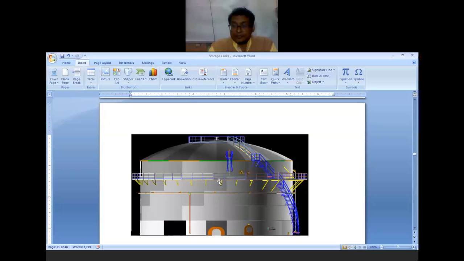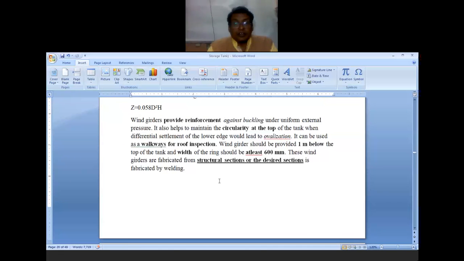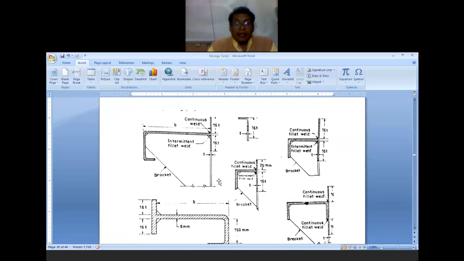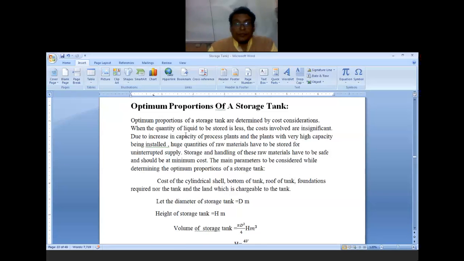Then the width of this ring should be around 600 millimeters. The width is around 600 millimeters of these edges. These wind girders are fabricated from structural sections of the desired section, fabricated by welding. So these are the different structural sections which are provided, and on this you can walk very conveniently, and it prevents the ovalization or deformation. It provides the strength. So this is the purpose of a wind girder.